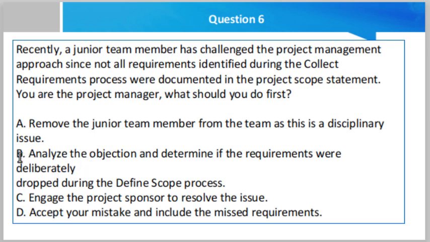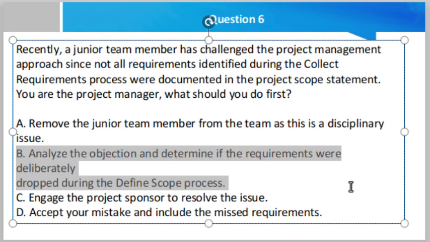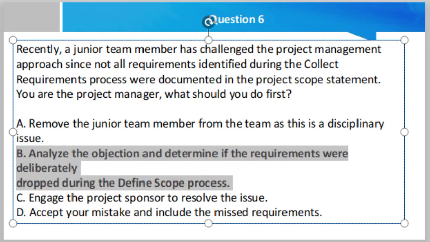Now, why is it B? Basically, you must first check the things, okay? Analyze the things. All the requirements identified in collect requirements may not be included in the project, as the define scope process selects the final project requirements from the requirements documentation developed during the collect requirements process. Analyzing the objection and determining if the requirements were deliberately dropped during the define scope process is the best answer here. Okay, friend.